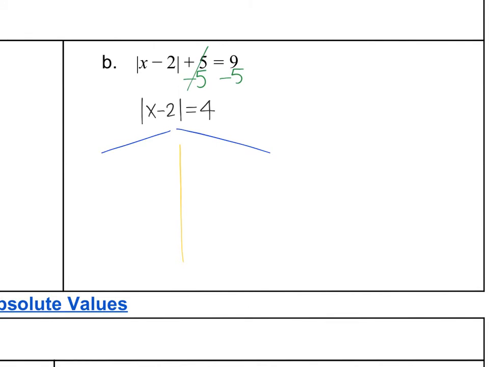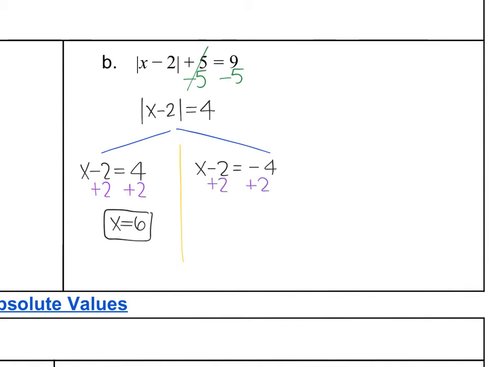My two equations should be, remember the x minus 2 stays the same, and in the first equation it should equal 4. In the second equation, x minus 2 should equal -4. And then let's go ahead and solve those. Add 2 to both sides to get x equals 6 for the first answer. Add 2 to both sides over here to get x equals -2 as the second answer.